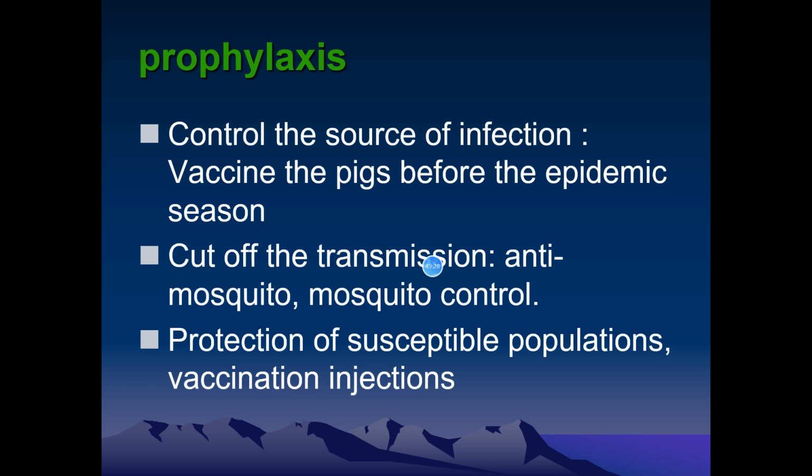Okay, so first, the control of JE is based on three interventions: avoiding human exposure and immunization. The vaccine is recommended for persons living in endemic and epidemic areas and for at-risk travelers planning extended trips.